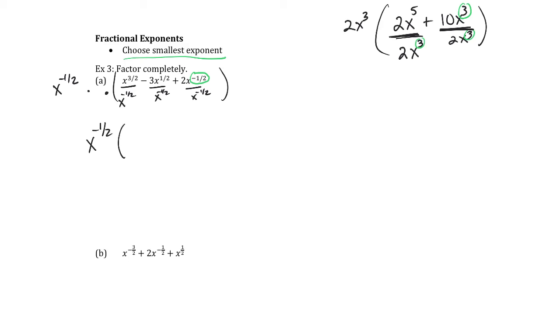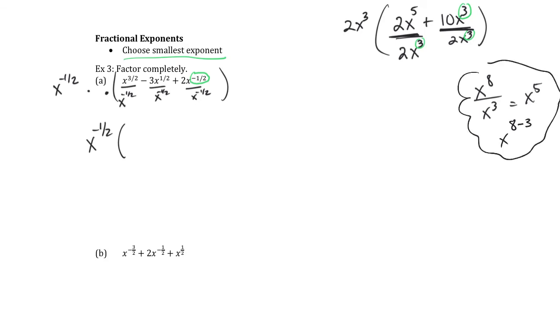When we're dividing exponents, you can subtract, right? If I had x to the 8th divided by x cubed, that's x to the 5th. You subtract exponents there. You take the top one minus the bottom one. That's how you do those. We're going to do the same thing. Top one, so x to the 3/2 minus the bottom one, which is negative 1/2. Then that was 3x to the 1/2 minus the bottom, negative 1/2, plus 2x to the negative 1/2 minus the bottom, minus negative 1/2.